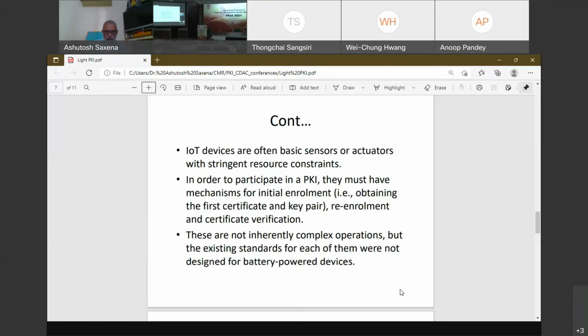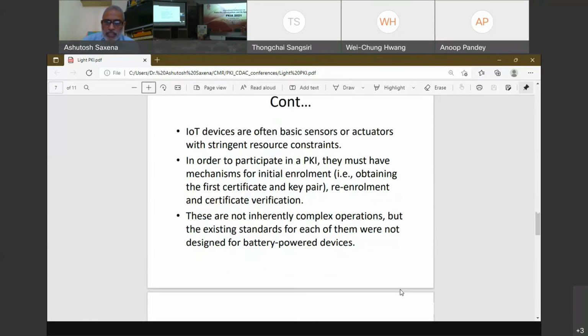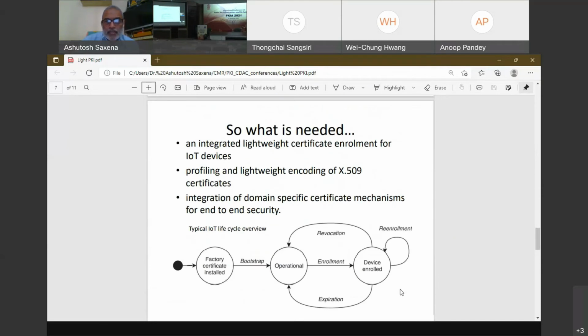And as also the point three, these IoTs are low battery power devices, like your mobile phone possibly, or a few more devices which have even lower batteries. So given such things, what is the need here? That is the crux of today's talk, and possibly we will finish in time. What we need is an integrated lightweight certificate enrollment for the IoT device.